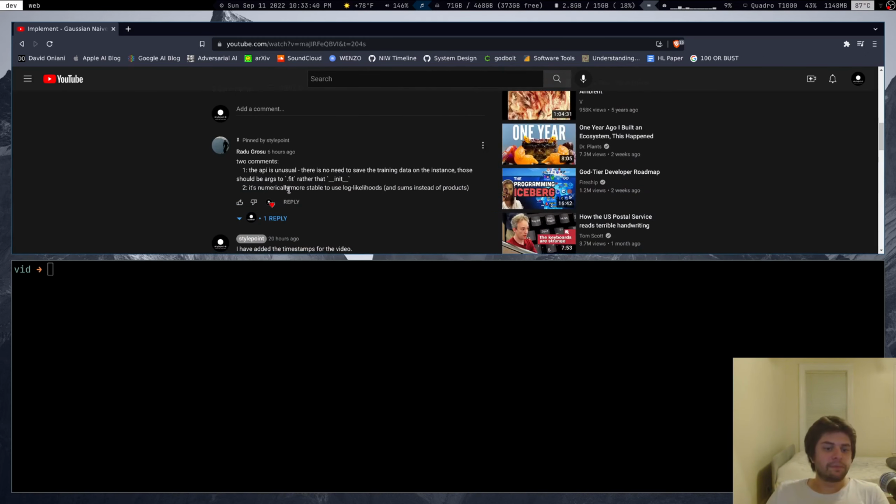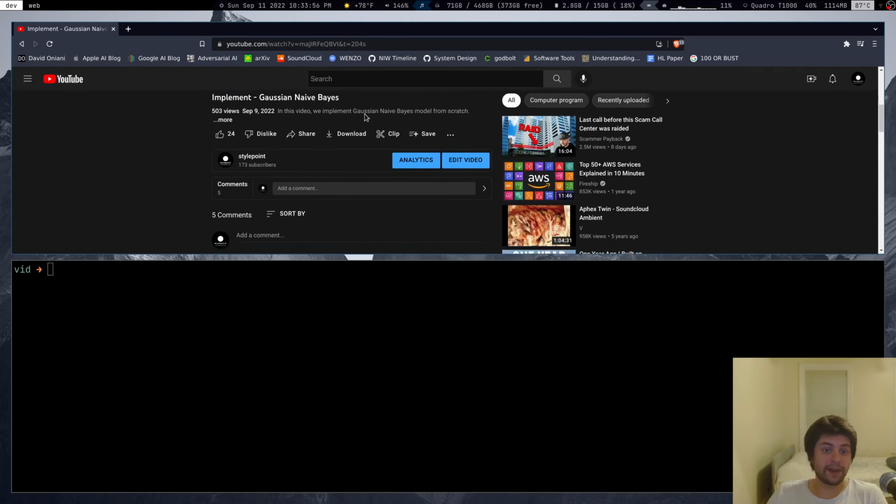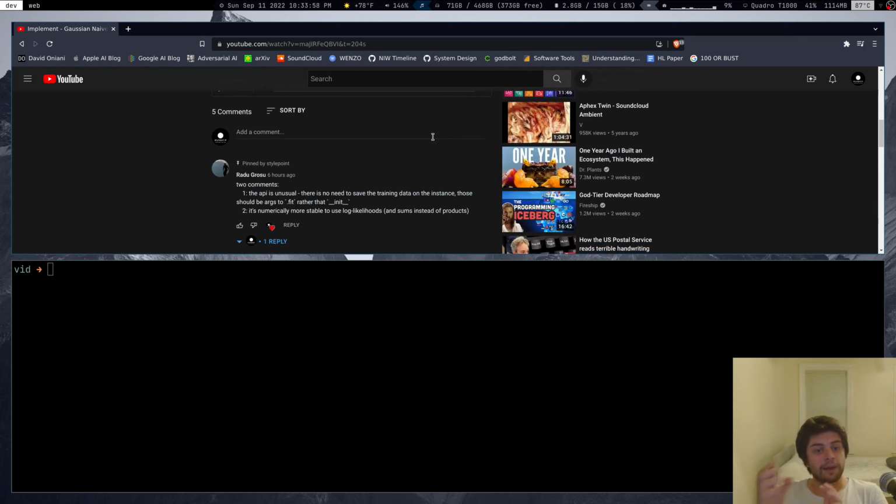Now, the second observation that Radu Grosu made, I think is even more important. They point out that it's numerically more stable to use log likelihoods and sums instead of products. And I think it's especially important in the case of Gaussian naive Bayes, where we compute likelihood by multiplying all these different likelihoods computed using the Gaussian likelihood function. And so I think I made a huge mistake.